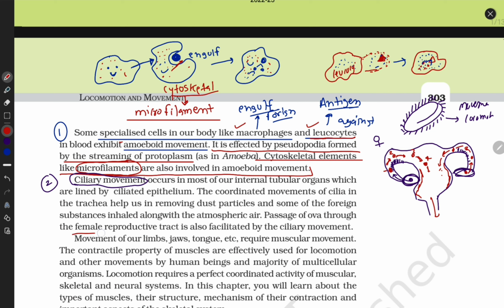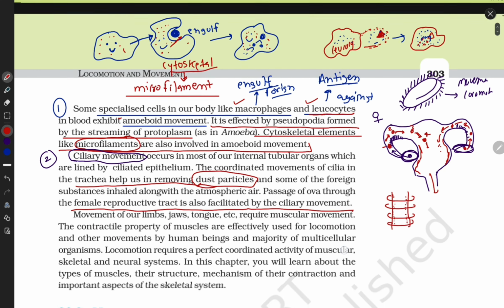Next, here the female reproductive tract is also facilitated by ciliary movement. Our trachea also has cilia for removing dust particles. Our trachea, we know, is covered with cartilaginous rings. Its wall also contains some cilia over there, so they can easily remove dust particles.